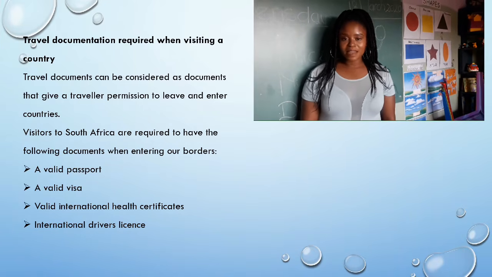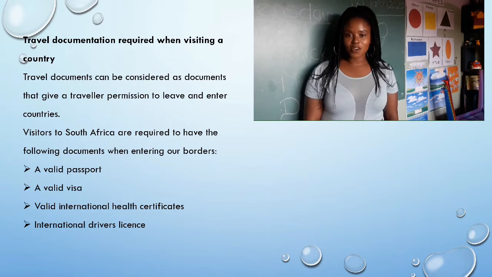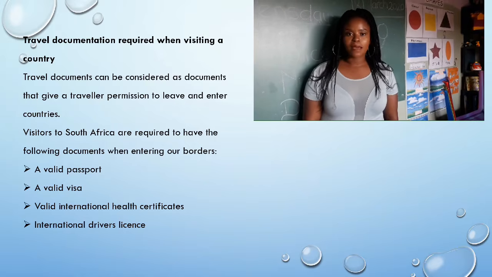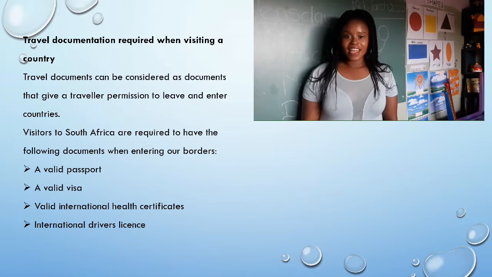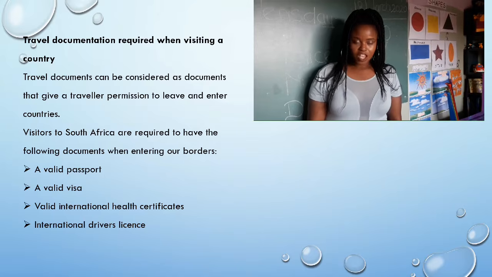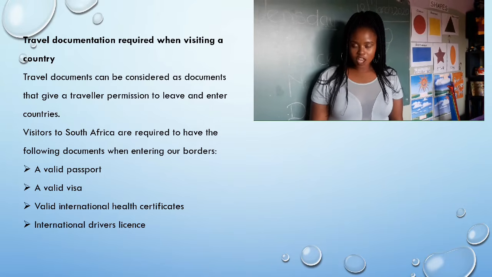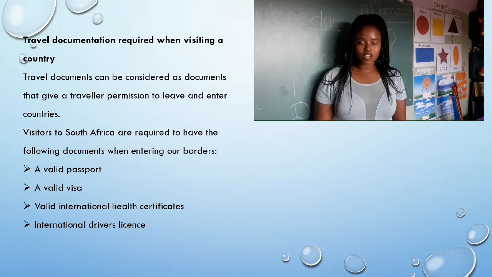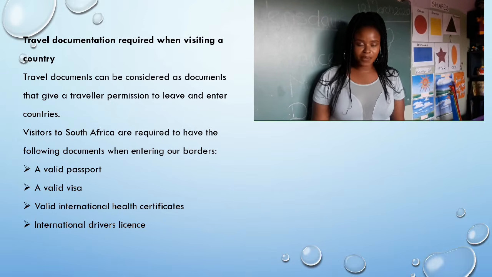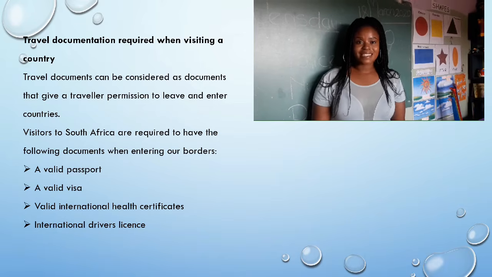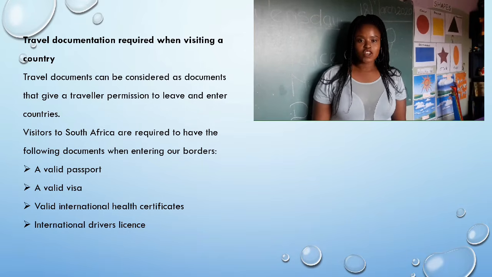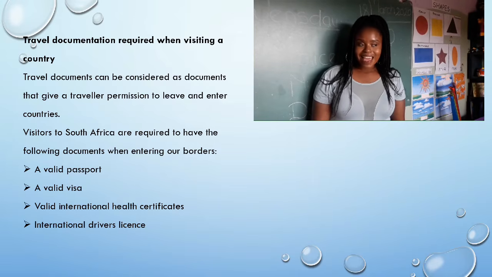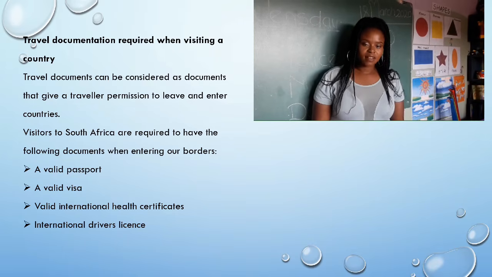So travel documents are important because they give a traveler permission to enter and leave a country. So you need different types of documents. You need a passport, you need a visa, but not every country requires a visa. You also need medical certificates, and you'd also need an international driver's license. That's if you're intending on driving in an international country.